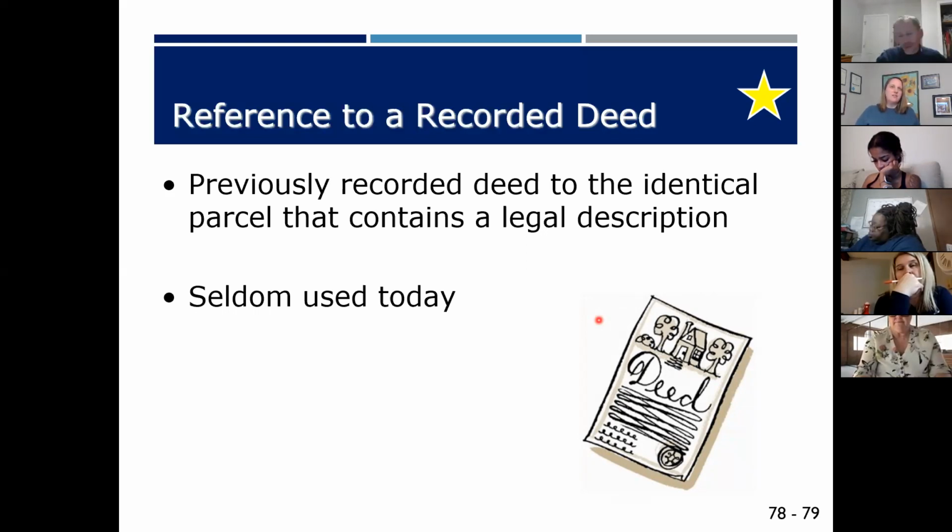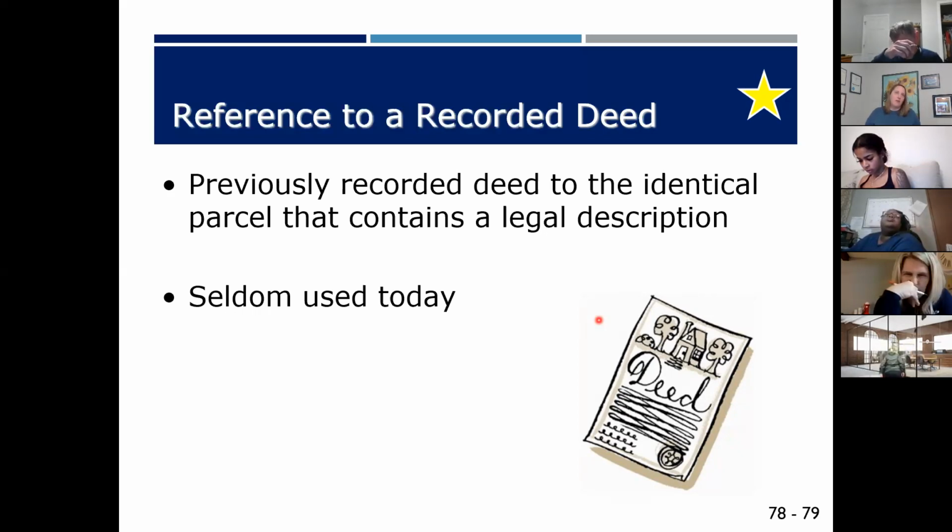And on our deeds, instead of saying the legal description of the property, we were saying something like, see previously recorded deed. So then the attorney does their research and they find the previously recorded deed that says, see previously recorded deed. I think we thought we were trying to take a shortcut. We got a little lazy. So you may not have a legal description on a deed.